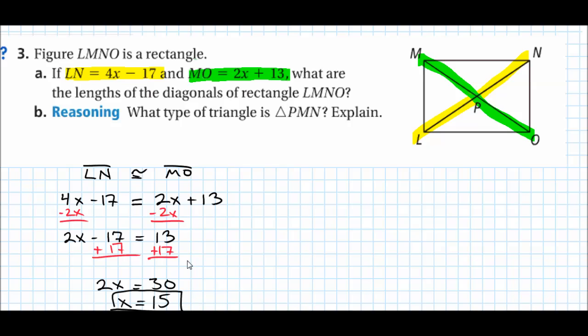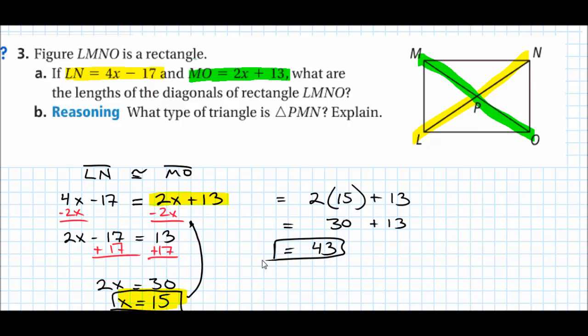Well, that's not what it asked. It asked for the lengths of the diagonals. Well, we found out x equals 15. Here's an equation for the length of the diagonals, so we can just plug in our x value. Instead of x, we'll plug in the 15: 2 times 15, that'd be 30, plus 13, and 30 plus 13 would be 43. So the length of the diagonals, MO equal to LN, is equal to 43.